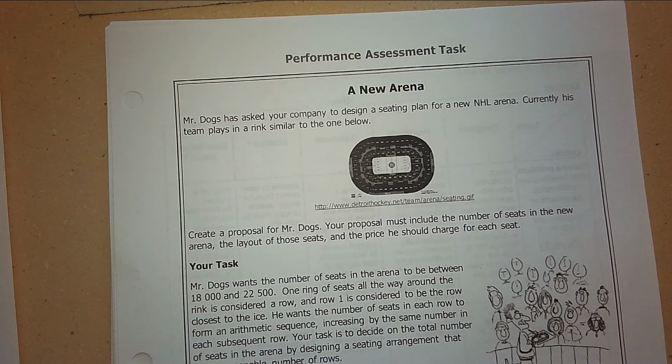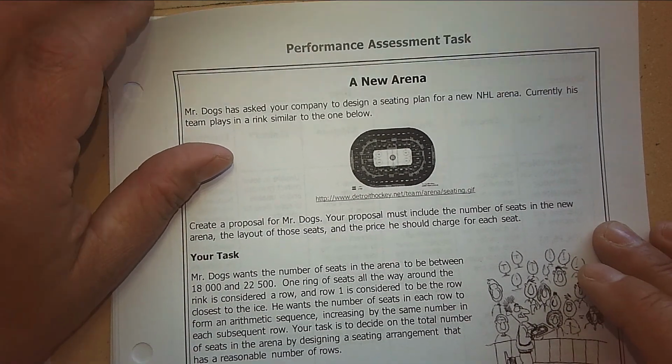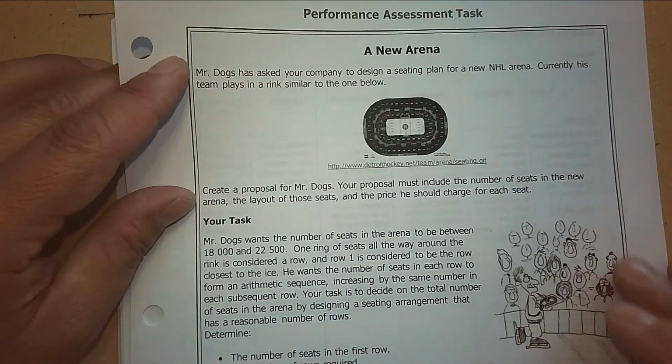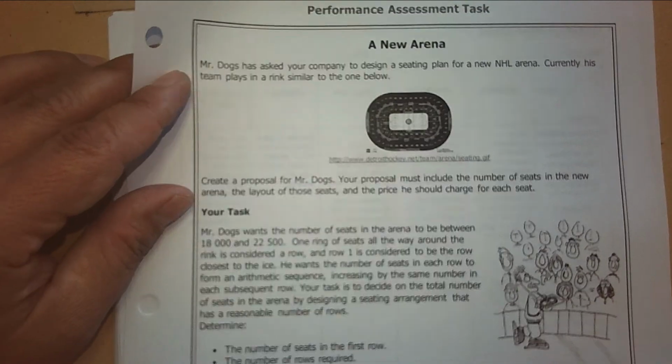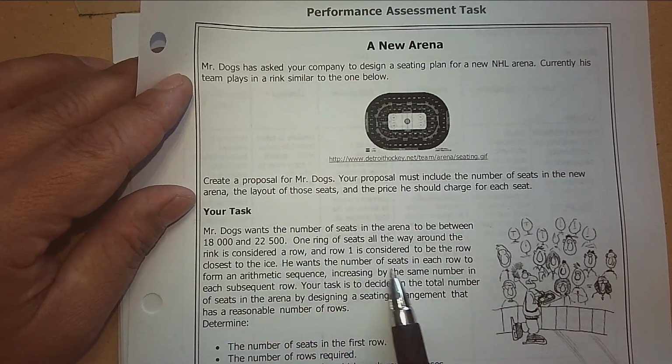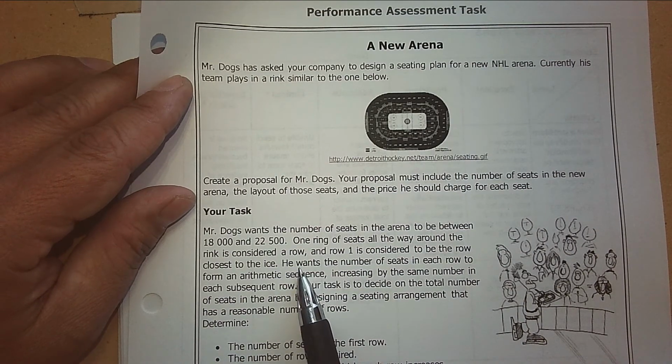So let's start here. Mr. Doggs wants the number of seats in the arena to be between 18,000 and 22,500. One ring of seats all the way around the rink is considered a row. So let's start there. Some of you have never been to a hockey game in your life. So that's okay. Maybe one day you'll go. I went to one.